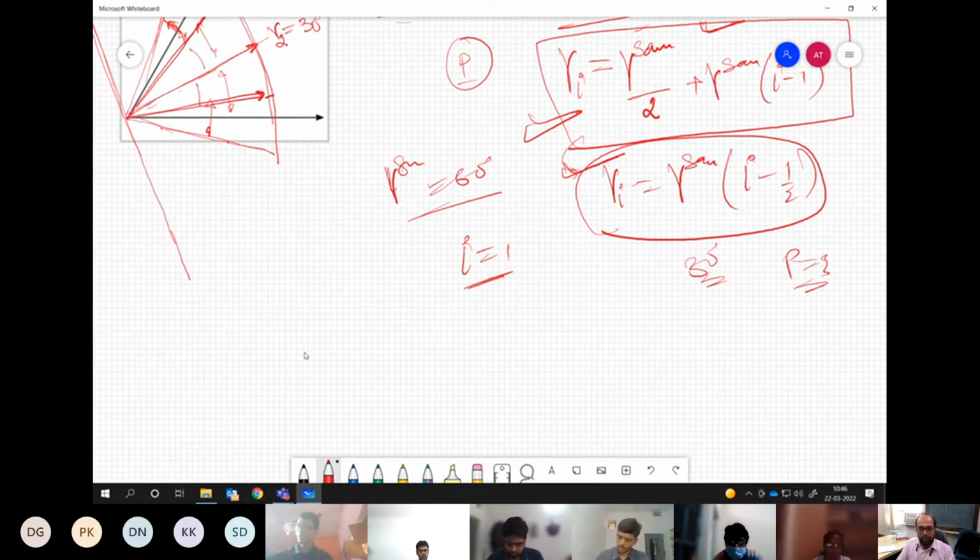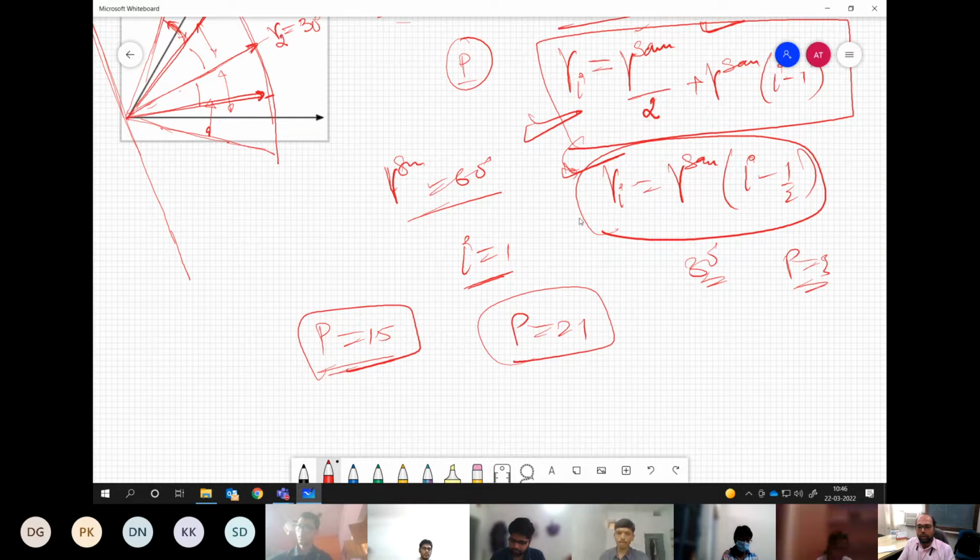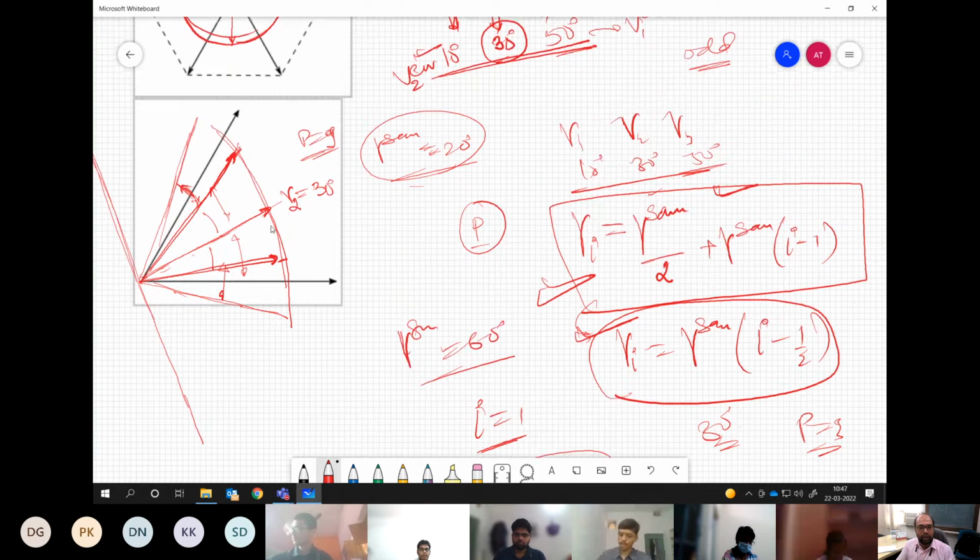As an exercise, try to compute the sample locations for pulse number 15 and pulse number 21 using this. Either you can go by your understanding of the sector and how these are located, or directly take this formula. Understand my point? This is derived from this understanding only, nothing else: one sample at the middle of the sector and then the rest are located symmetrically around that.